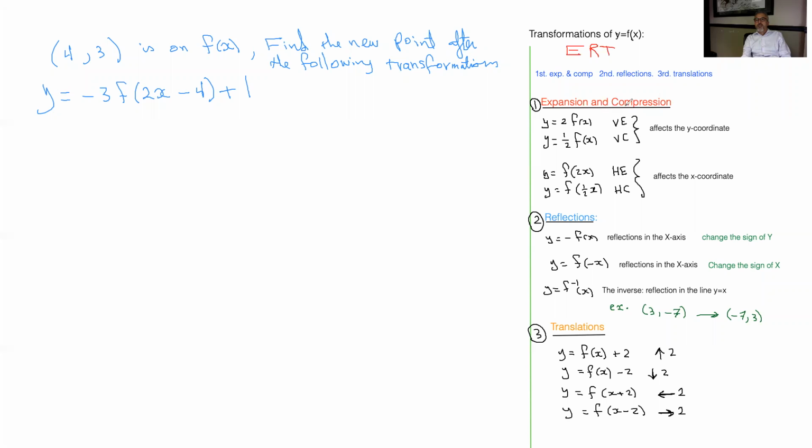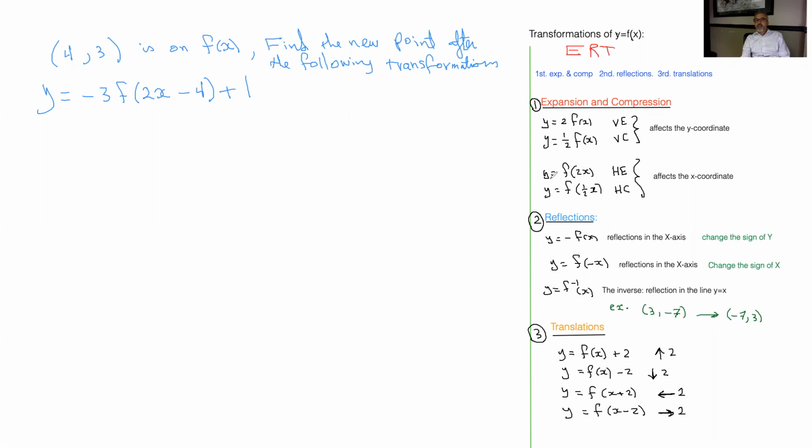An example of expansion and compression: if we're transforming the function y equals f of x, and we have a 2 in front of the whole function, that means vertical expansion by 2. And if we have a half, it's vertical compression by a half. And that value always affects the y coordinate.